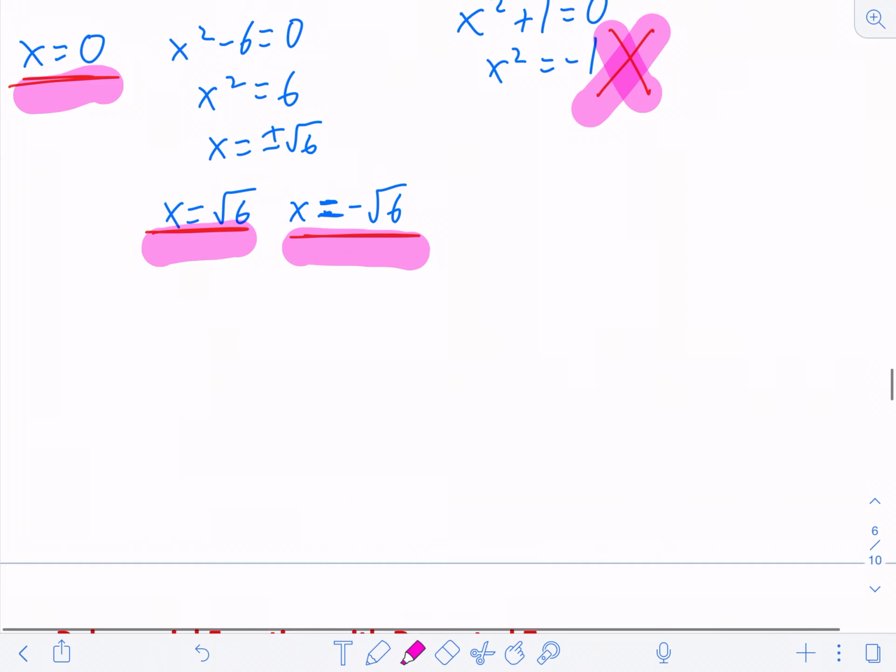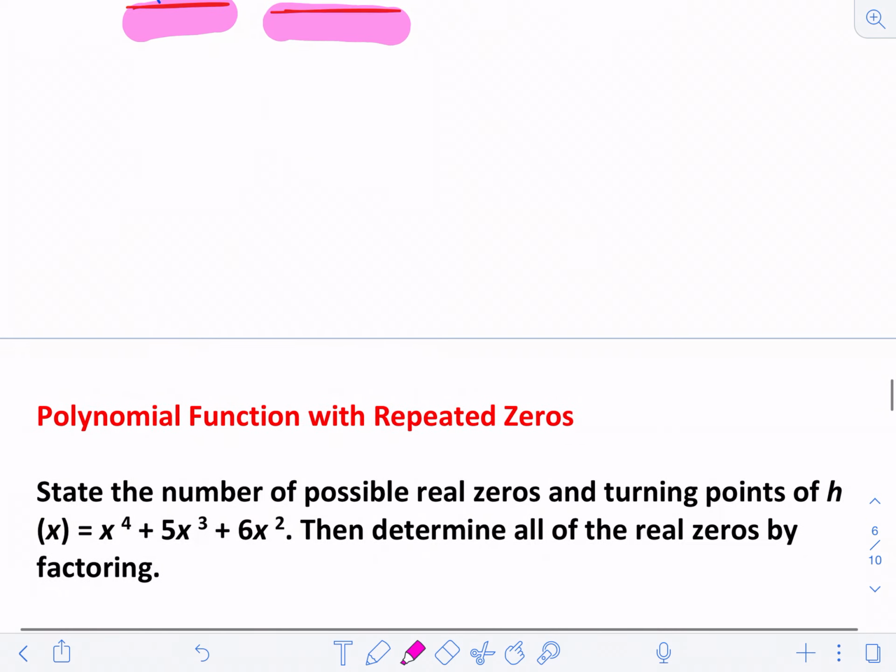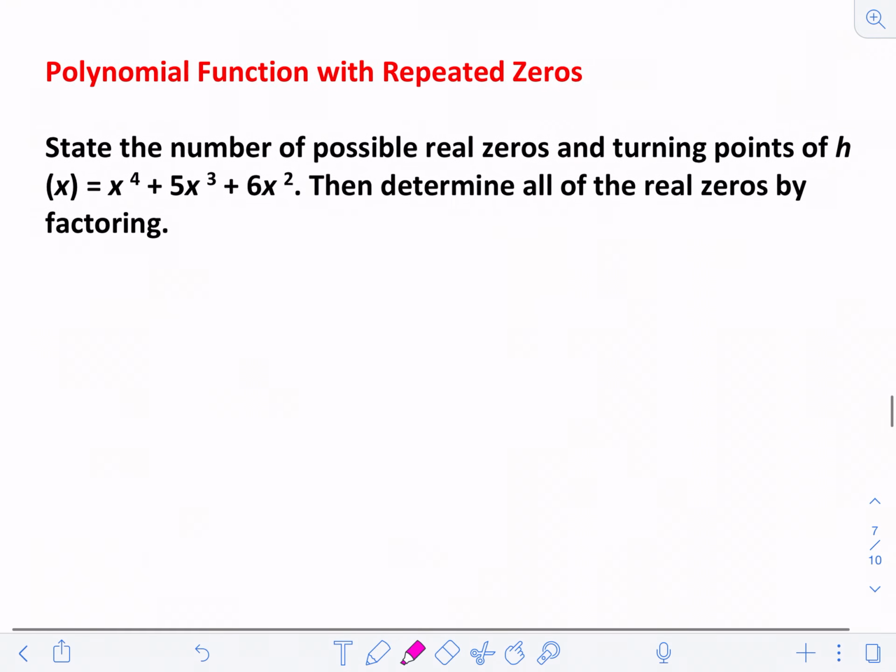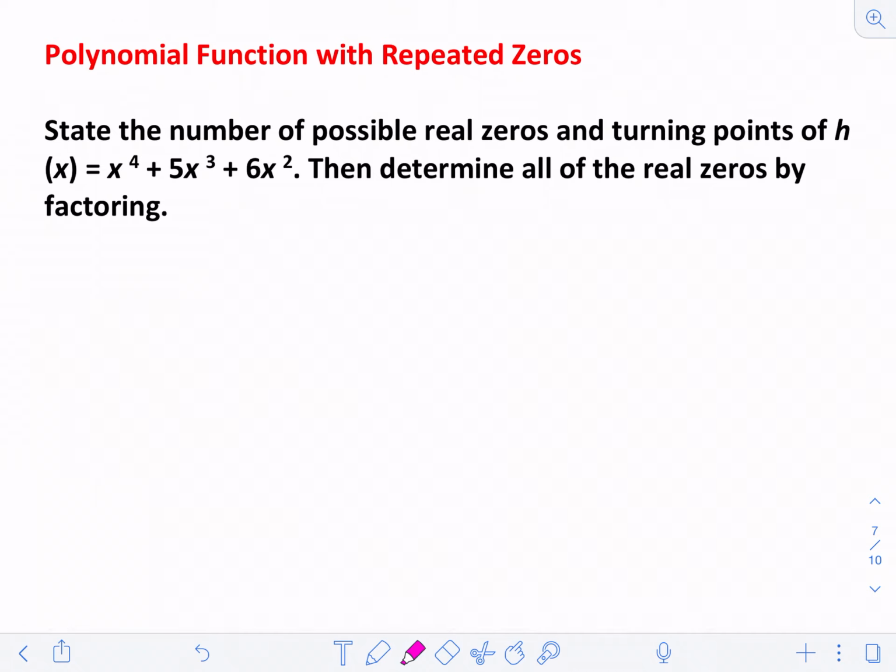So we've talked about the number of zeros, the turns, and everything else. One other attribute that could happen sometimes with functions is sometimes we get repeated zeros. Let's go ahead and look at this function right here. I've got this h of x. The h should actually be down here. It looks like it got cut off on the top of the previous line.